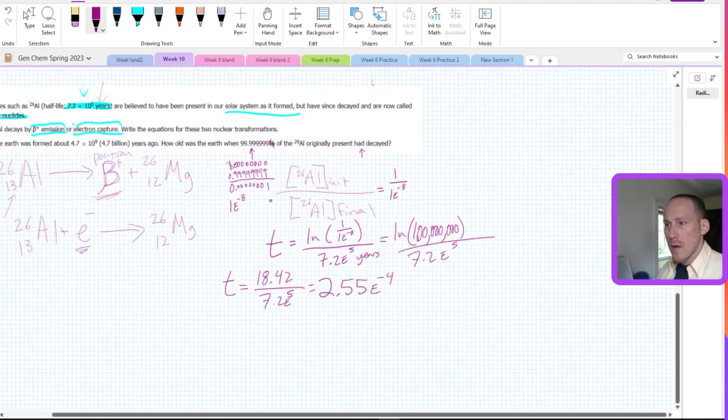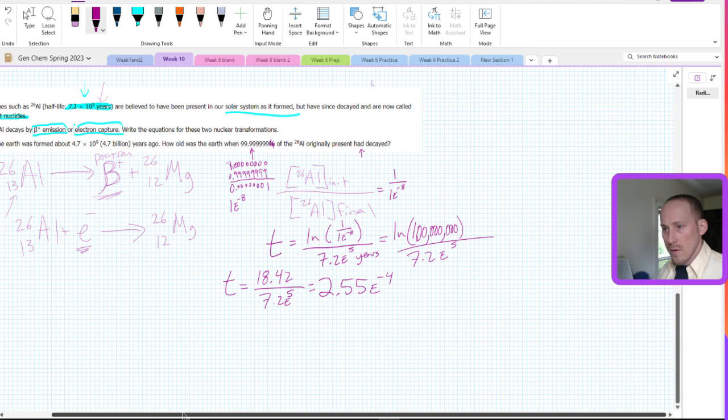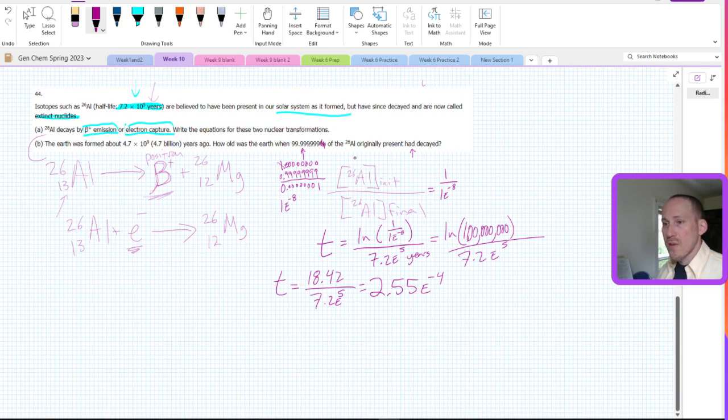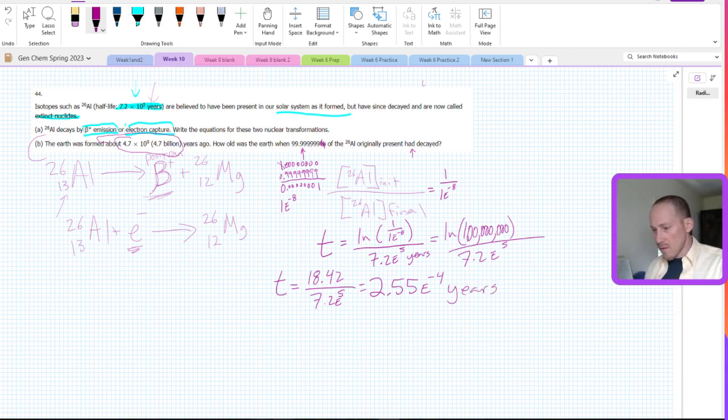So how old was the Earth when virtually all of the original aluminum was gone? This is like a misnomer. We don't really need to know that because the Earth was less than a year old. So let's see. That amount. So basically instantly is what they're saying.